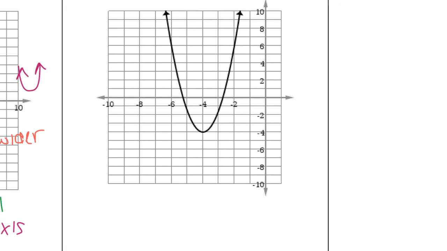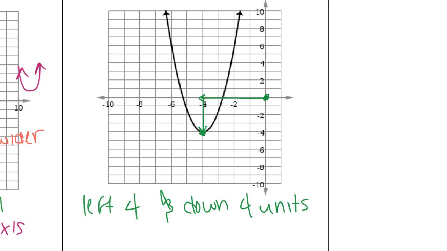Example 3. Start with your vertex, see if there's any shifts or any translations. Should be at 0, 0. Now it's way over here. So I had to move left 1, 2, 3, 4. So I went left 4 units and 1, 2, 3, 4 down. See if there was a reflection. So in this case, this graph is facing upward, and so does our parent function. So there was not a reflection done to this function.